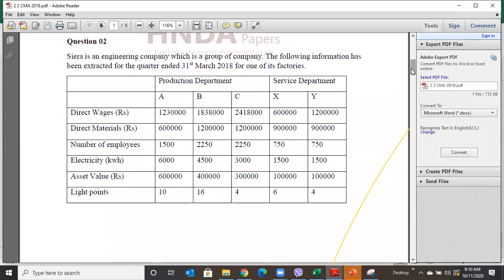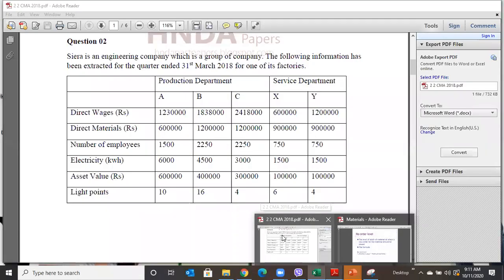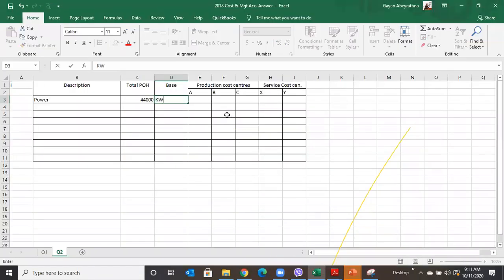Okay, when it's power, what should be the base? Electricity. Yes, electricity should be the base. Then we can have the base as kilowatt hours. Okay, now you can distribute.